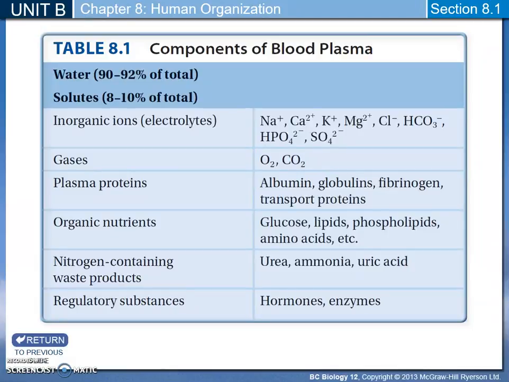Then you have your plasma proteins, such as albumin, globulins, fibrinogen, and transport proteins. And then we have organic nutrients like glucose, lipids, phospholipids, amino acids, etc. Then you also find the nitrogen-containing waste products, which are on their way to being gotten rid of, which would be urea, ammonia, and uric acid. And then you will find regulatory substances in there as well, such as hormones and enzymes.